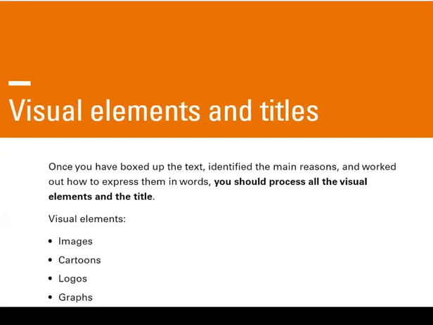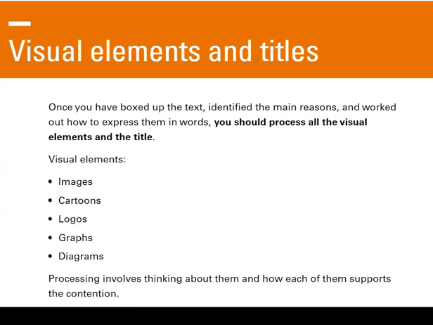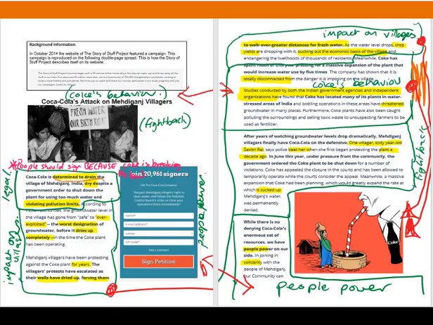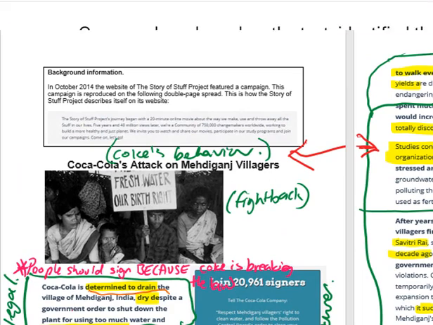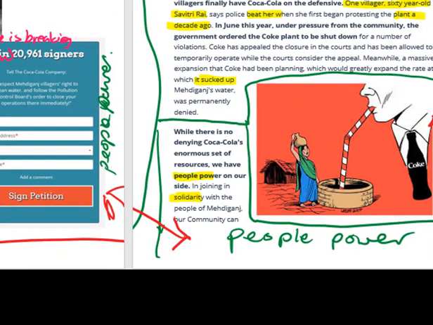All right, just coming back to those visual elements and titles. So again, just to remind us that once the text is boxed up and you know what the main reasons are, and you've worked out how to express them all in words, just process all those visual elements and the title. I forgot to mention the title, and make sure that you can link them to something in the text and find one reason that they support and circle them and link them back to that reason.